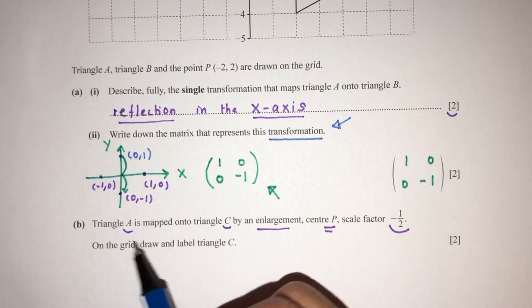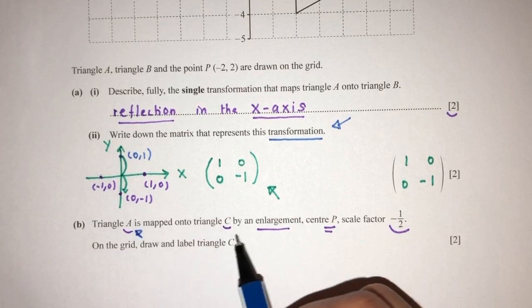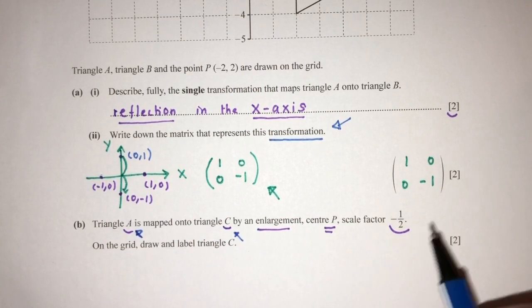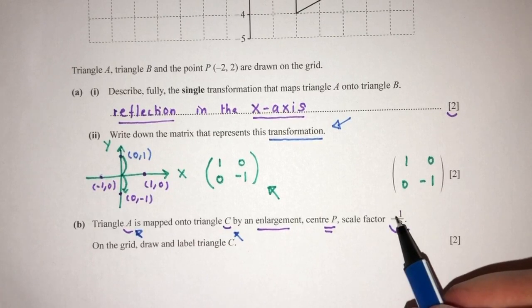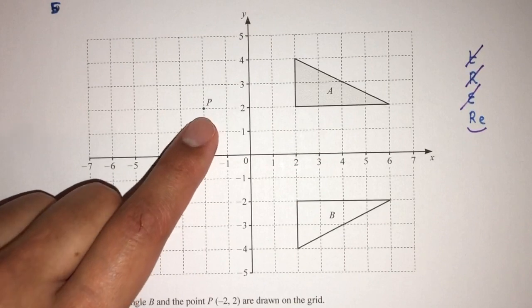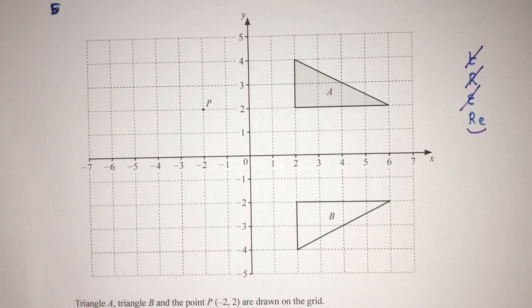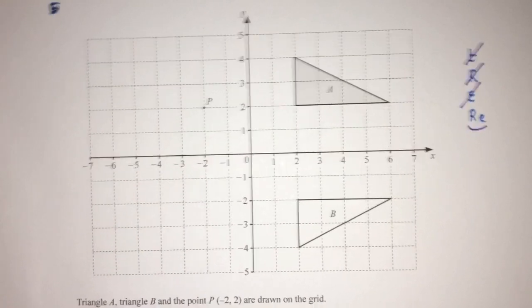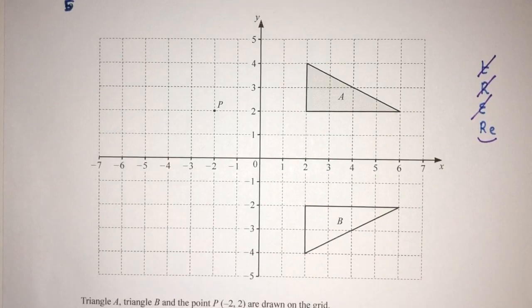So we have to map A onto C. Now because the scale factor is -1/2, we understand that the size must become smaller, but also the point P, the center P, has to be in between them. That's the one thing we can conclude from that, right? So let's try to do this.